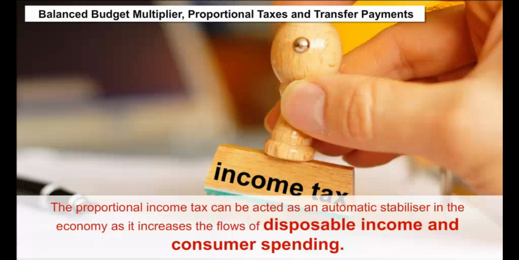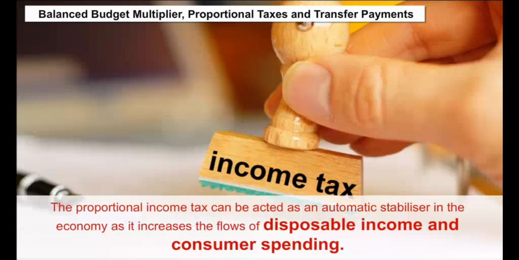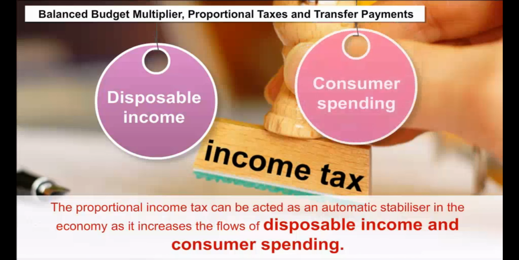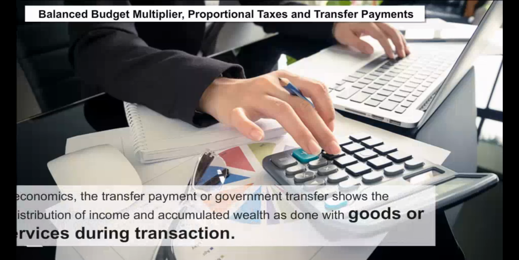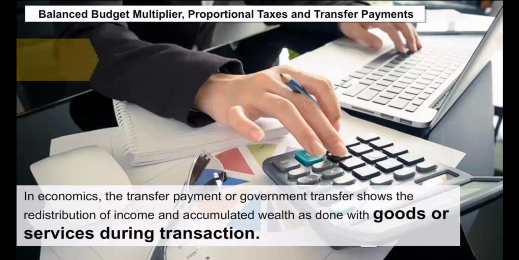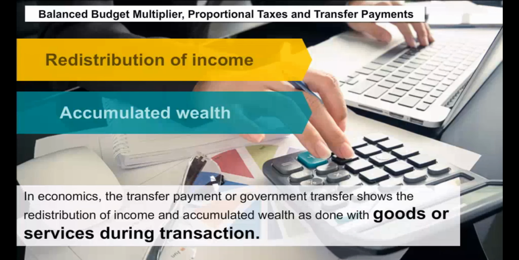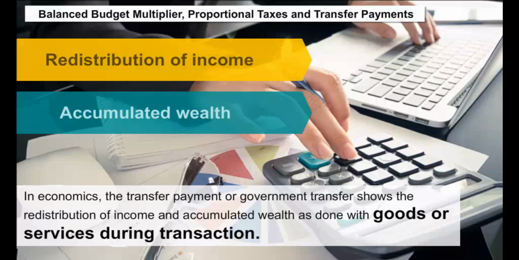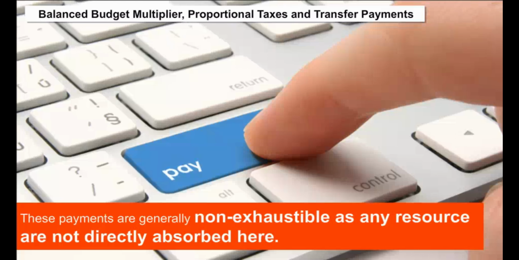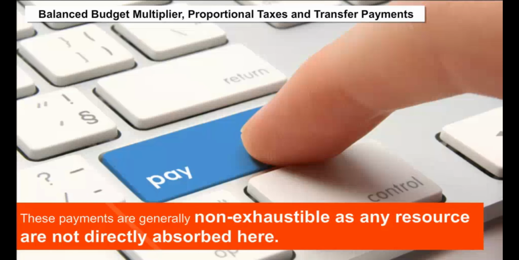The proportional income tax can act as an automatic stabilizer in the economy, as it increases the flows of disposable income and consumer spending. In economics, transfer payments, or government transfers, show the redistribution of income and accumulated wealth, made without goods or services being exchanged during the transaction. These payments are generally non-exhaustive, as no resources are directly absorbed here.